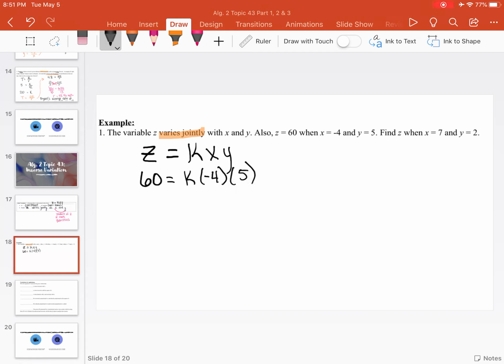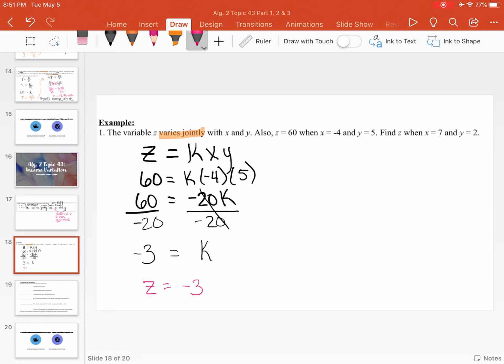If we simplify on the right-hand side, -4 times 5 gives us -20 times k. Remember, multiplication is commutative here, so we can flip the order, but we'll still get the same product in the end. That equals 60. In order to solve for k, we can divide both sides by -20, and k equals -3. So our new equation would be z equals -3 times x times y.